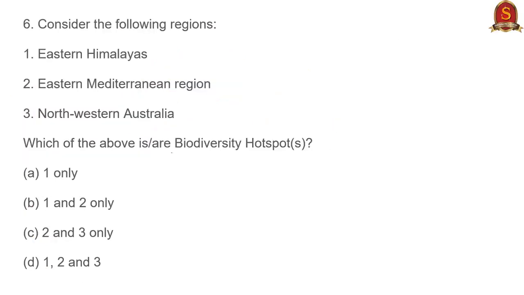Which of the following mentioned above are biodiversity hotspots? Now, let's take Eastern Himalayas. I think most people are familiar, it's directly from your NCERT, that Eastern Himalayas is a very important biogeographic region. And since there is more and more economic development which is stressed in this region, Eastern Himalayas is an important hotspot. So you're talking about options A, B and D.